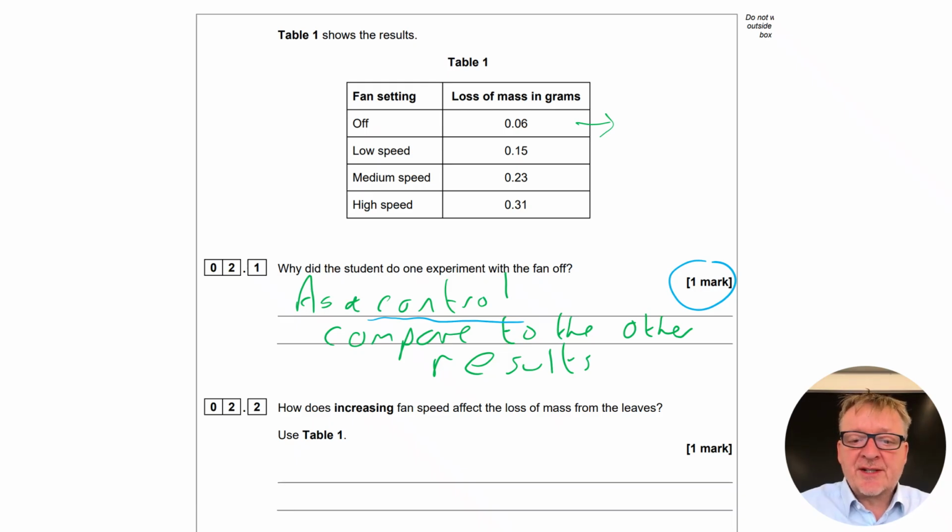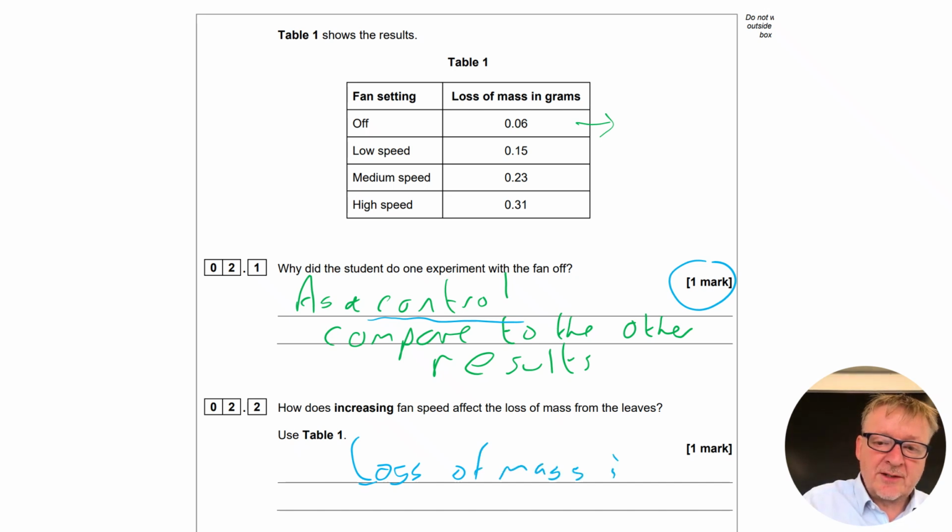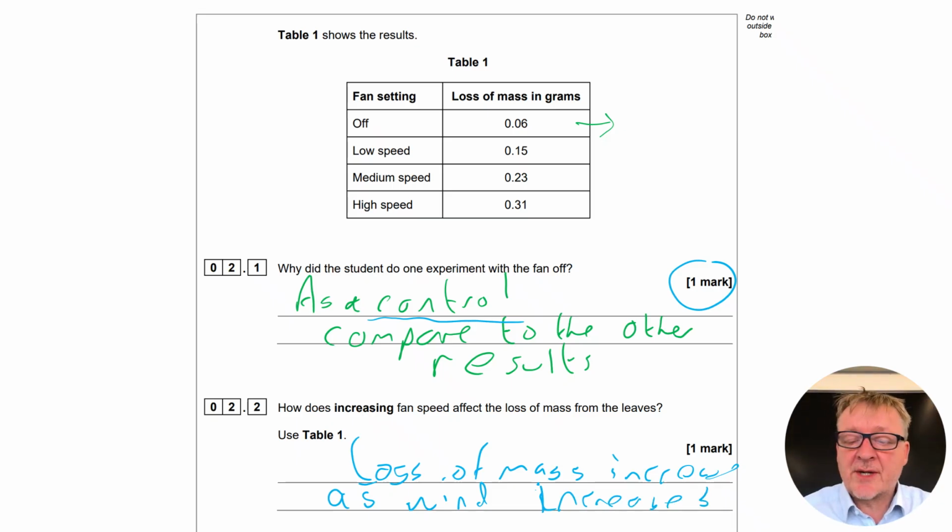2.2. How does increasing the fan speed affect the loss of mass from the leaf? Use table 1. Okay, so what we've got is loss of mass increases as wind speed increases. Okay, so what you could do is just say loss of mass increases, but it means nothing. Justify it, clarify exactly what you're talking about.